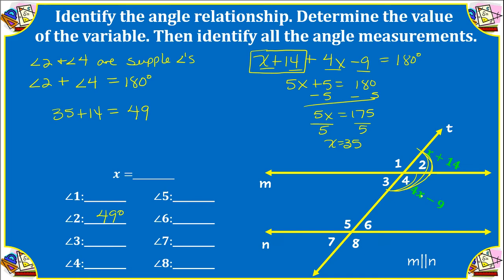Angle 4, we could plug in 35 for x, or we just know these are linear, they're supplementary, so we can just say 180 minus 49. So if that were 50, that would be 130. So 131. Again, check myself. 131.